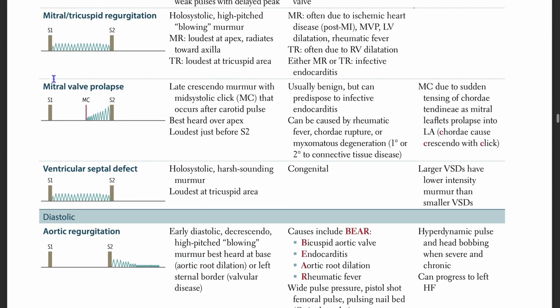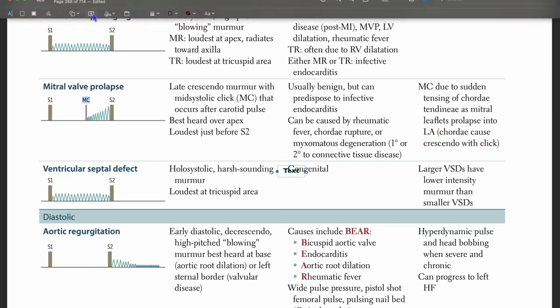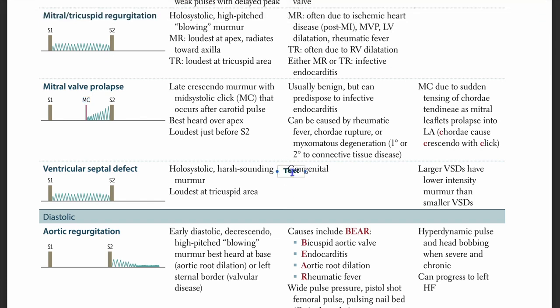Okay. Then mitral valve prolapse. So this is the one with the MC. Okay. So the mnemonic for this was just M. How do you spell it? MC for MVP, or MC MVP.